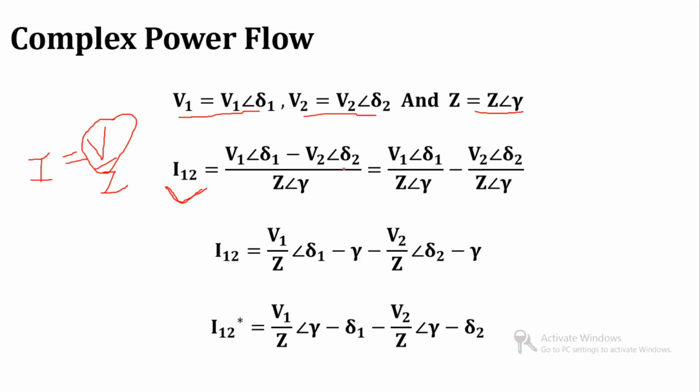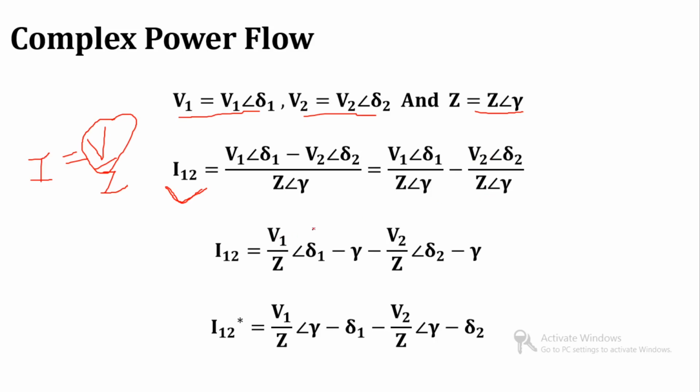So now put Z in the denominator individually with V1 and V2. So this is V1 at an angle delta 1 divided by Z at an angle gamma, minus V2 at an angle delta 2 divided by Z at an angle gamma.